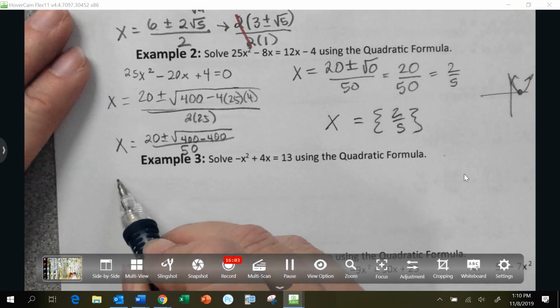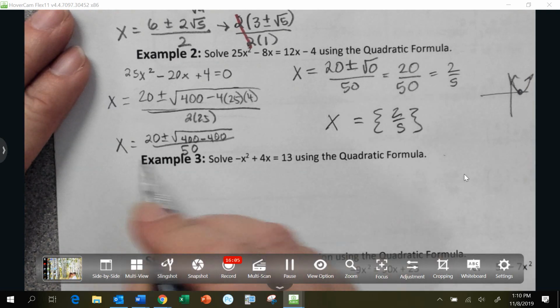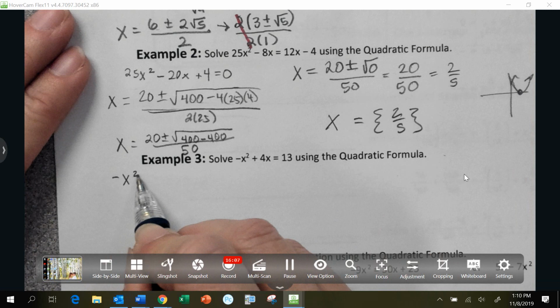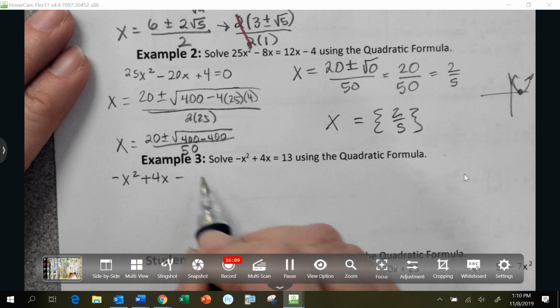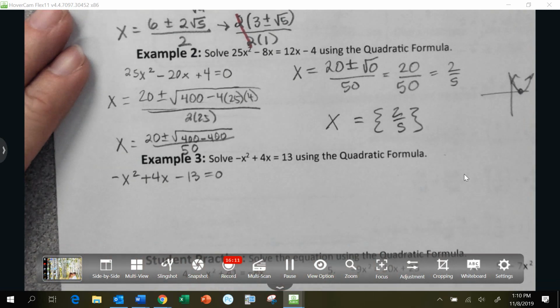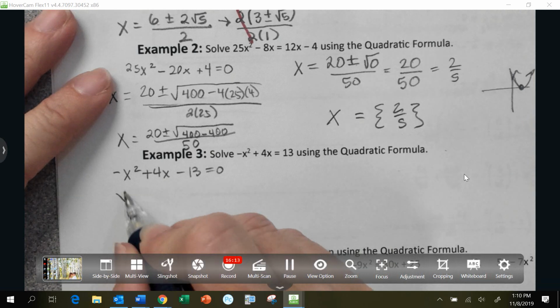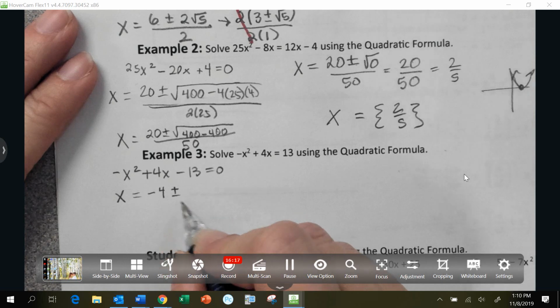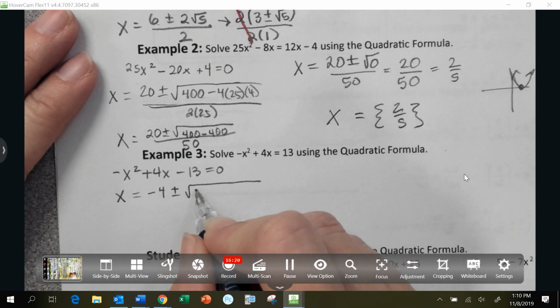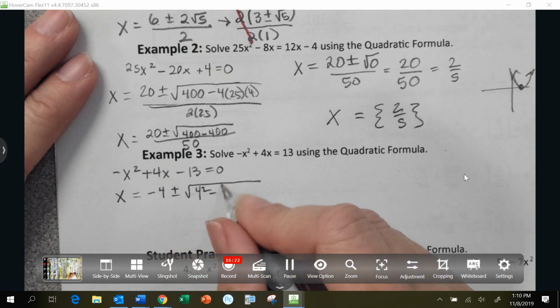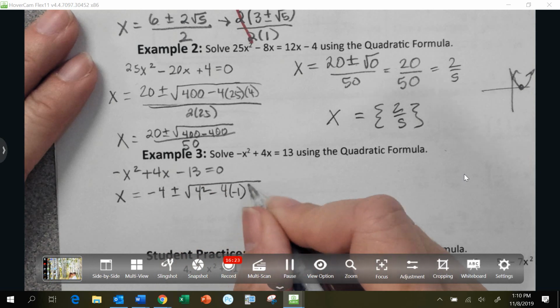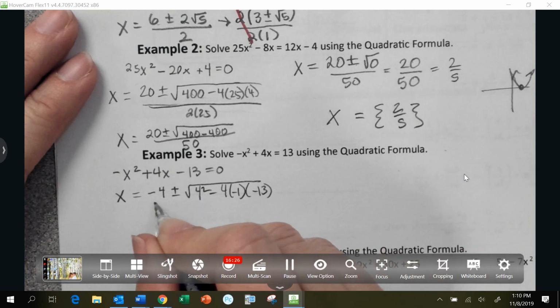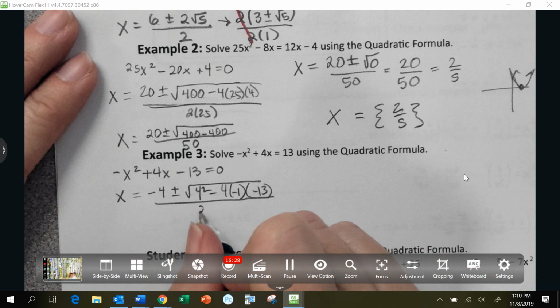Next one. Is it ready to go? No. Negative x squared plus 4x minus 13 equals 0. x equals opposite b plus or minus the square root of 4 squared minus 4 times a, which is negative 1, times c, which is negative 13, all over 2 times negative 1.